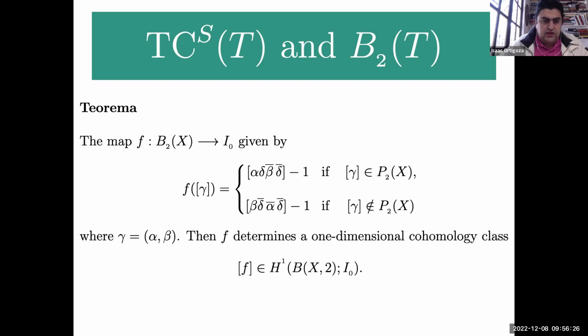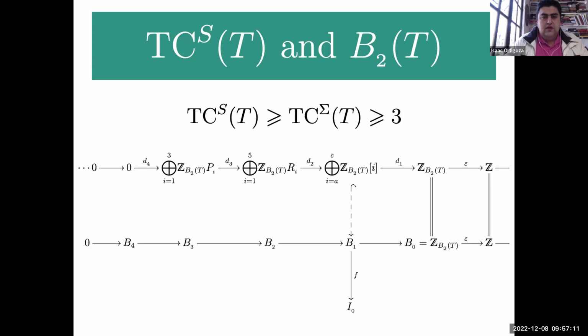using the convention that I already mentioned, where gamma is a braid given by the two paths alpha and beta, where alpha ends in x0 and beta ends in x1. And this is the one-dimensional cohomology class, and it is the first obstruction to create a cross section in the fibration of the evaluation map, and this cohomology class is a cohomology class in the bar resolution of the ring Z, Z B2 of T.